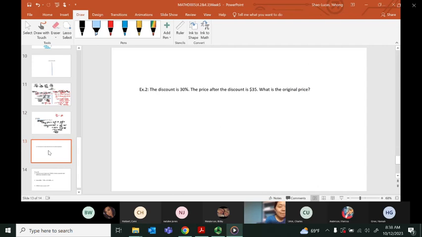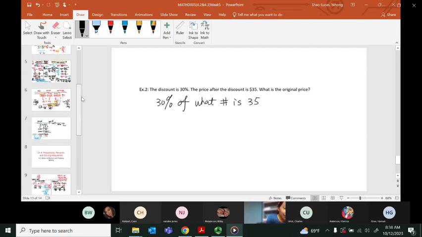Okay, so the last question is the discount. It's a little similar to the profit question, but it's taking off. Suppose the discount is 30%. The price after discount is $35. What is the original price? I mentioned this question before. Let's rephrase this. This question is like saying 30% of what number is 35. Remember we did this question already previously.